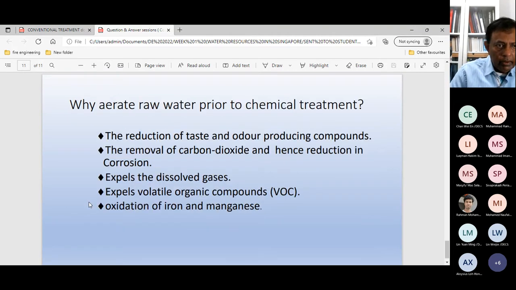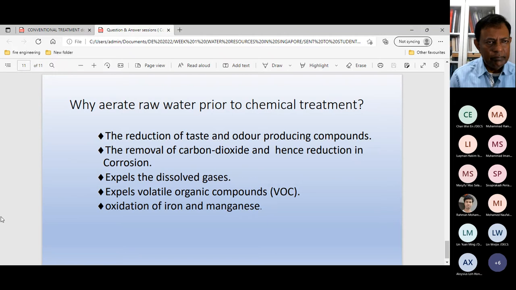Why aerate raw water prior to chemical treatment? Now, aeration is able to take away all the volatile organic compounds. So it reduces the taste and odor producing compounds, and removes carbon dioxide, which also causes corrosion. It expels the dissolved gases. If your water source is from a reservoir, there will be methane dissolved in the water.